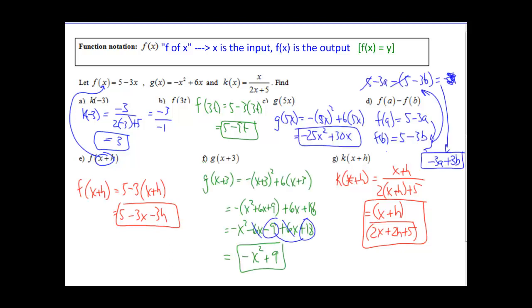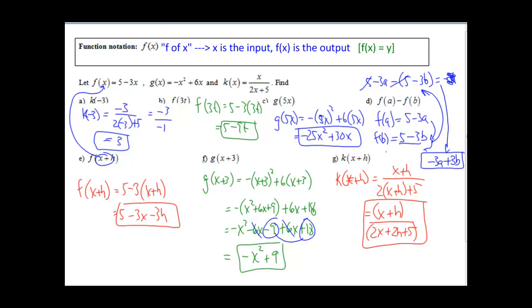Welcome back. So for C, if we plug in 5x, we have to square the 5x, multiply by negative, and then 5x times 6. So negative 25x squared plus 30x. For D, a little bit complicated, but okay. Plug in a for the f function, plug in b for the f function, and then we're going to subtract the two. So f of a equals 5 minus 3a, f of b equals 5 minus 3b.